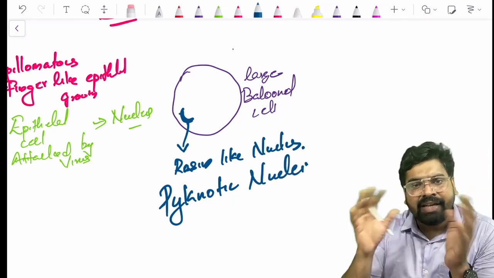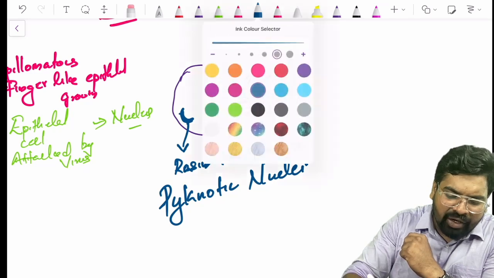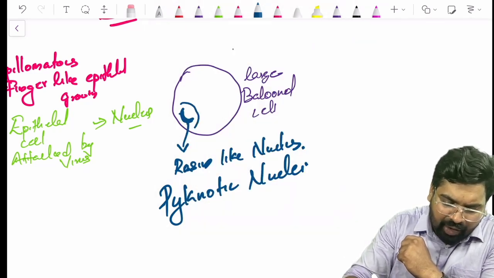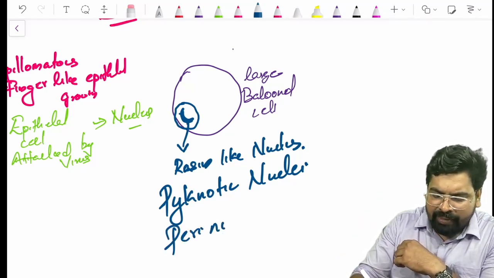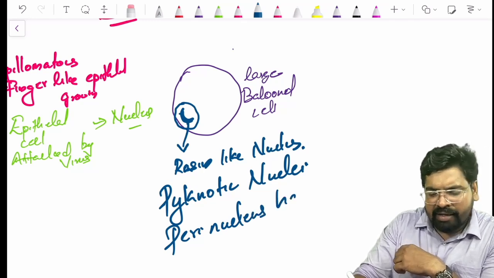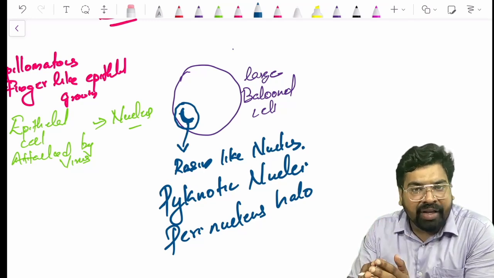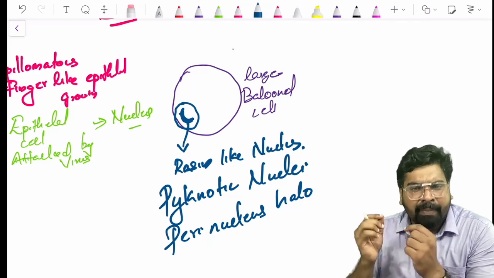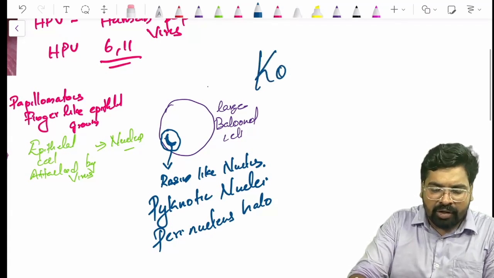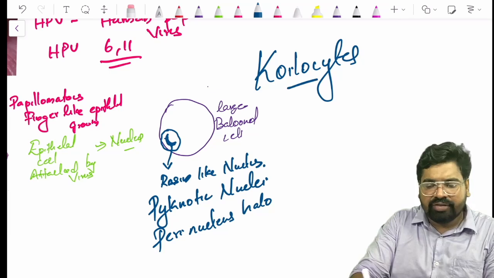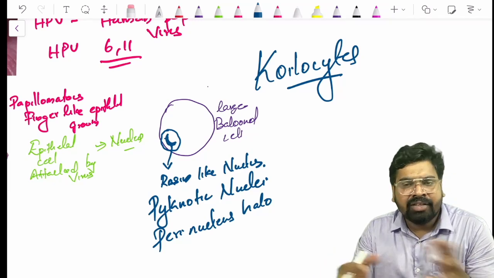So the cell will get large, the cytoplasm gets large, and the nucleus will be shrunken, and there will also be a perinuclear halo around this nucleus. See this cell, the epithelial cell which is attacked by a virus, has a large cytoplasm, pycnotic nuclei, and a perinuclear halo. These cells are called koilocytes. So you see a lot of koilocytes in these virus related epithelial lesions.